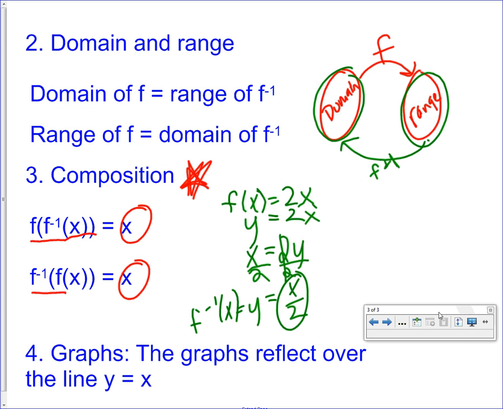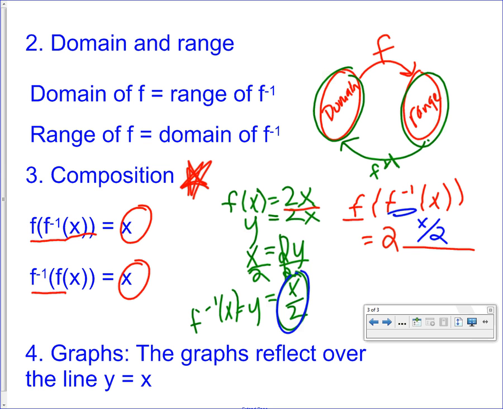So let's verify that we have the right answer. Let's calculate f of f inverse of x. Our outside function is f, so I'm going to write 2 times a blank, and my inside function is f inverse, so I'm going to write x over 2 in the blank. And then I'm going to simplify. 2 times the denominator 2, those cancel out. Remember, this is the fraction 2 over 1 times x over 2, and it equals x.